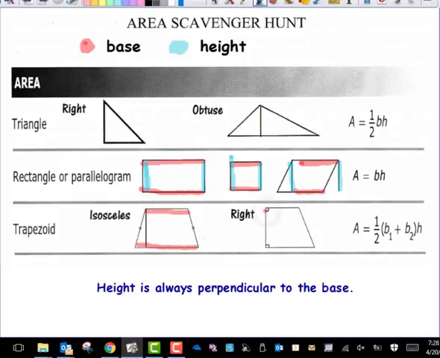Notice in the trapezoid, one base is shorter than the other. And then we have a different trapezoid here. It's the same. It's still a trapezoid. It has one set of parallel lines, and so we have one base and another base. Okay, and then let's go ahead and highlight which one is the height.